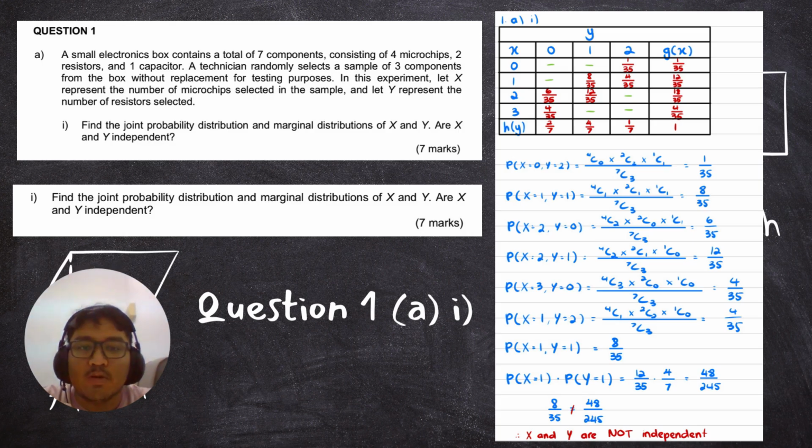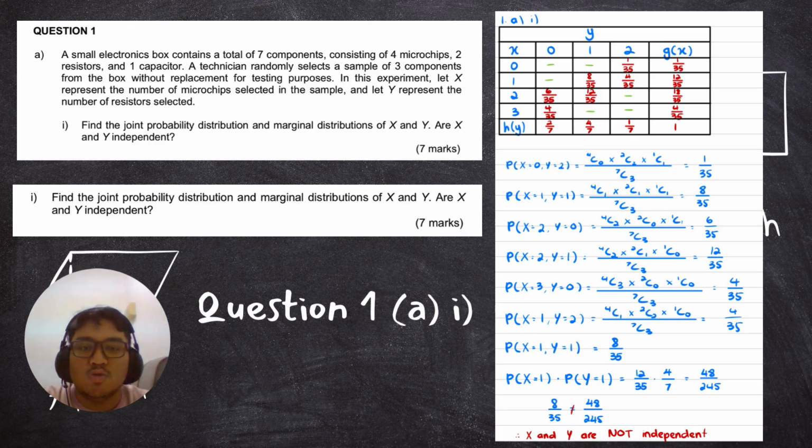To find the joint probability, we count the number of ways to choose X microchips from 4, Y resistors from 2, and the remaining components from the capacitor, then divide by the total number of ways to choose 3 from 7. All valid combinations are shown in the joint probability table.